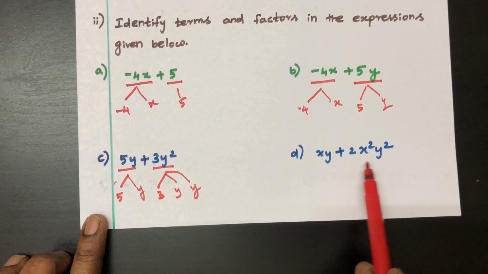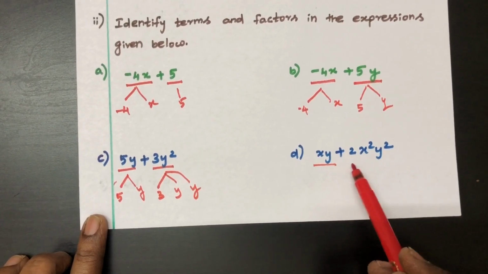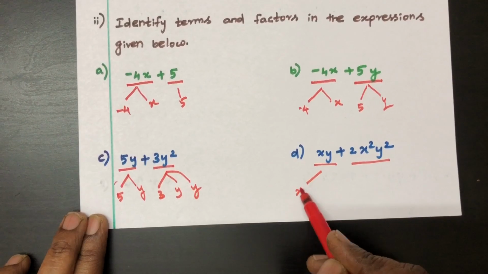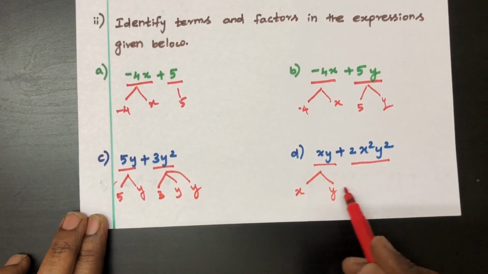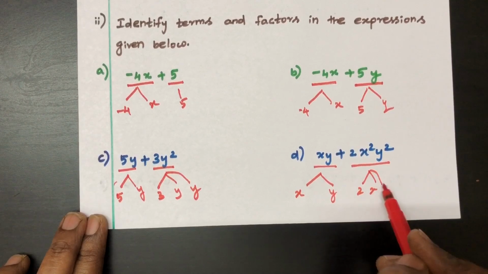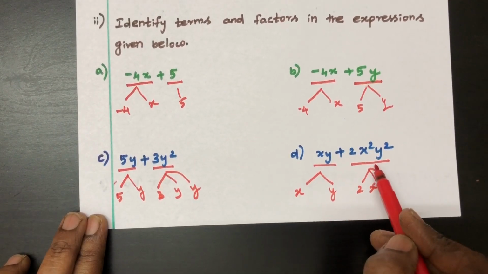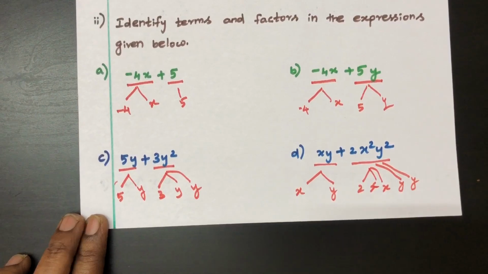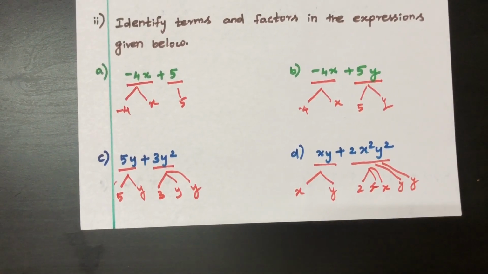Here also 2 terms. xy is the first term, 2x square y square is the second term. So factors, x is one factor, y is another factor. Here 2 is one factor, x and y, another y. So these are all factors for this second term.